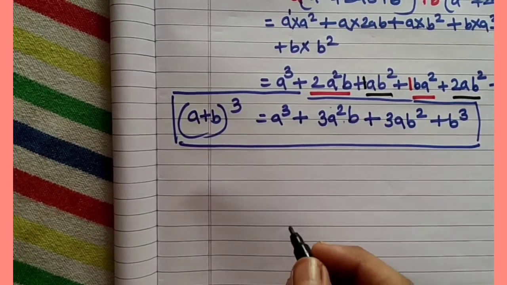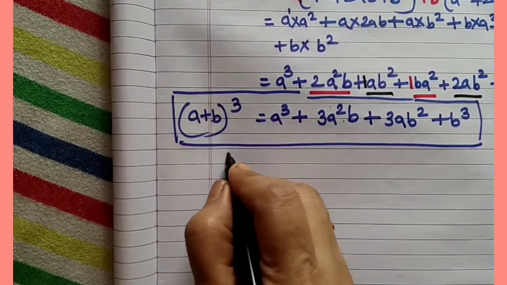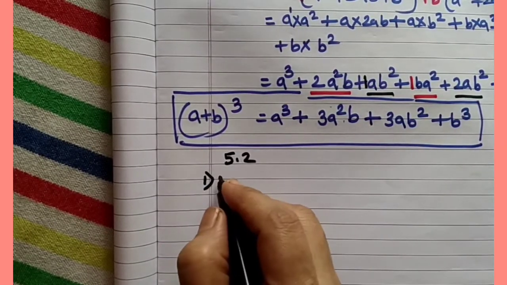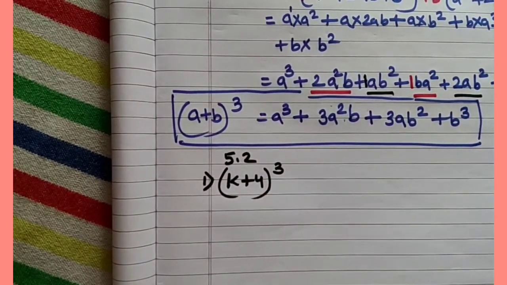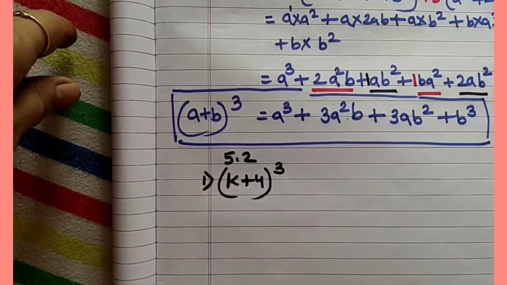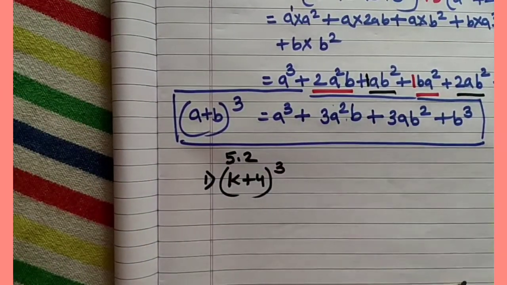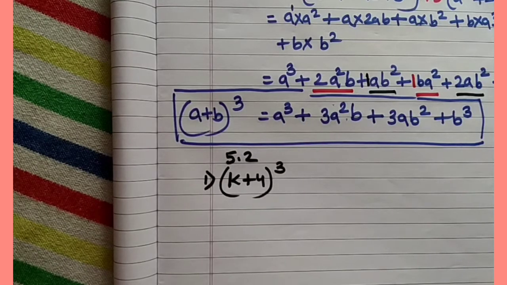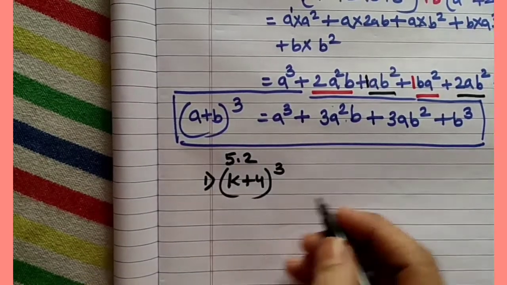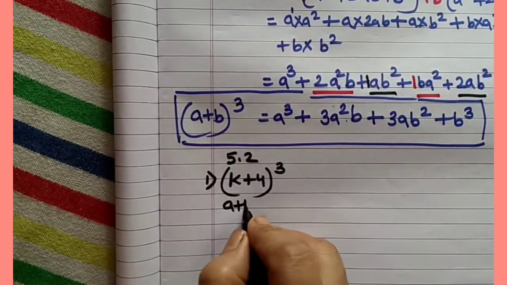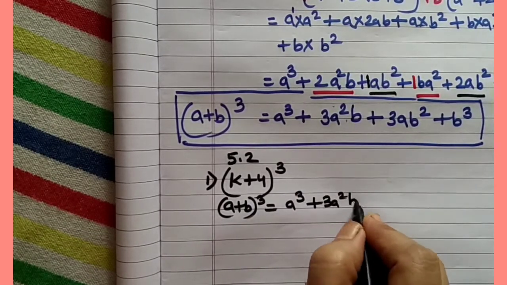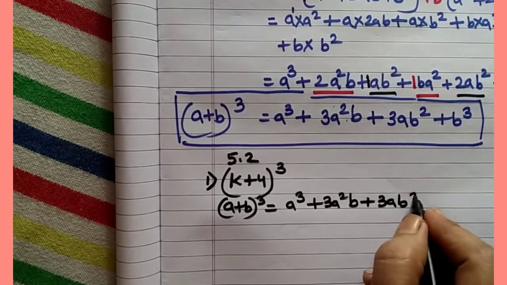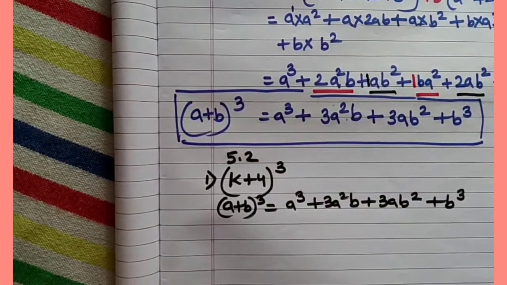Now see, first sum we'll do of 5.2, sum number 1. It is k plus 4 whole cube. Now each time you do the sum you have to write the formula, remember. Why is that? First of all, which formula to be used you have to find out and write, and secondly your sum will not go wrong. So now what formula we are going to use? A plus b whole cube is equal to a cube plus 3a square b plus 3ab square plus b cube. So you should remember this formula.